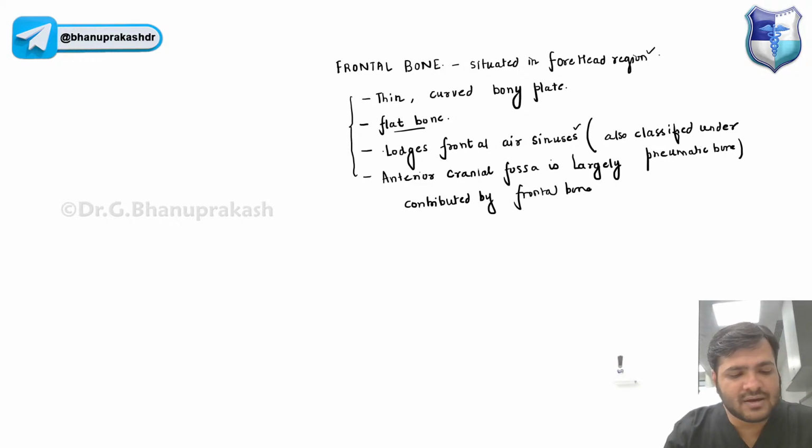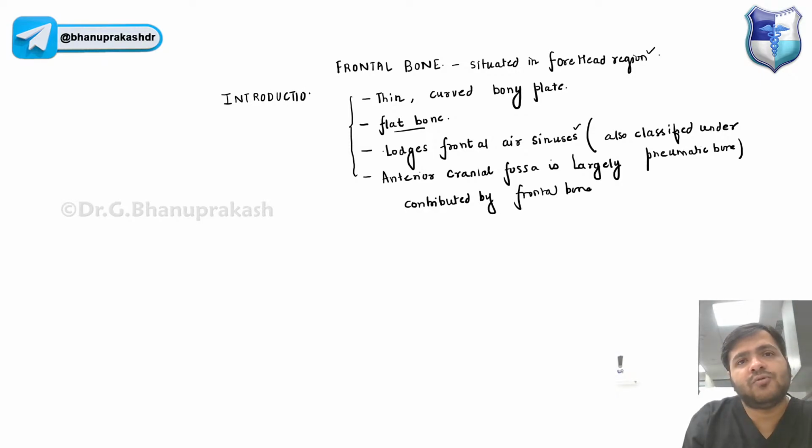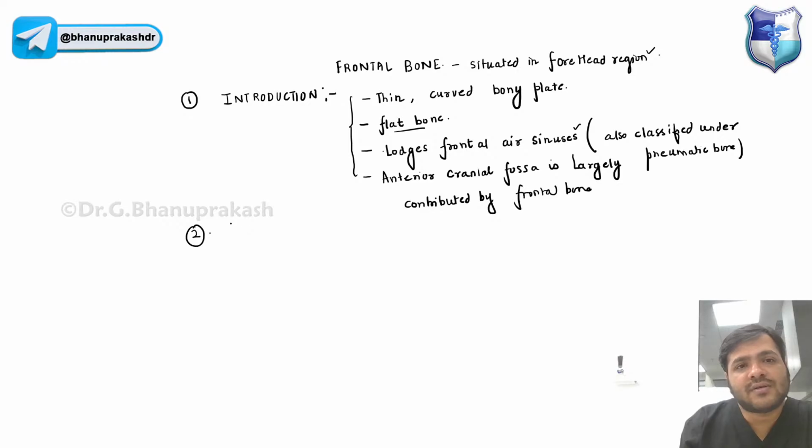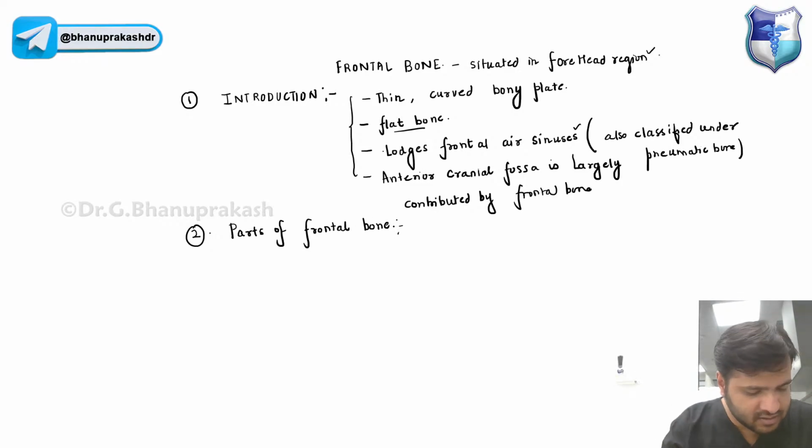Now, basically, this was the introduction part, guys. Now, coming on to the parts of the frontal bone. Whenever you describe a bone, the first thing you have to tell is the general points, or the introduction. Now the second part comes, where we are going to discuss the parts of the frontal bone. Let us try to understand what the different parts of the frontal bone are.